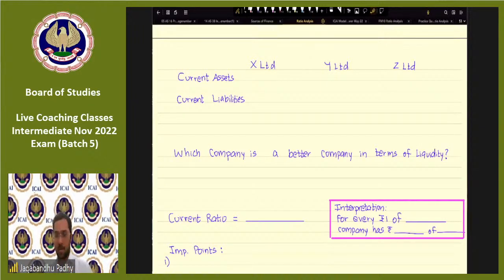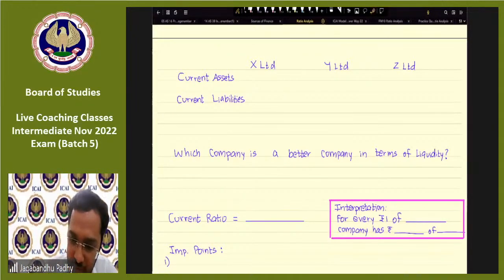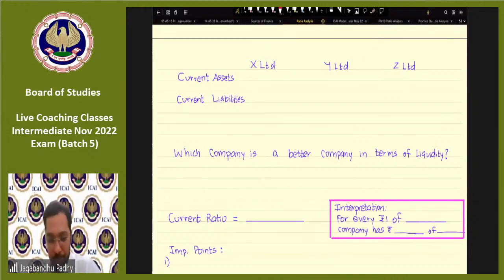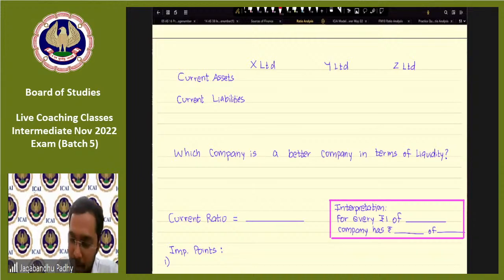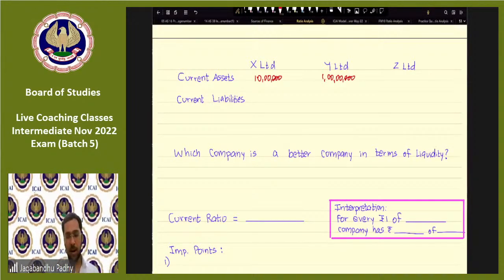Let's say we're talking of three companies, X, Y, and Z. Company X has a current asset of 10 lakh. Company Y has current asset of 1 crore.